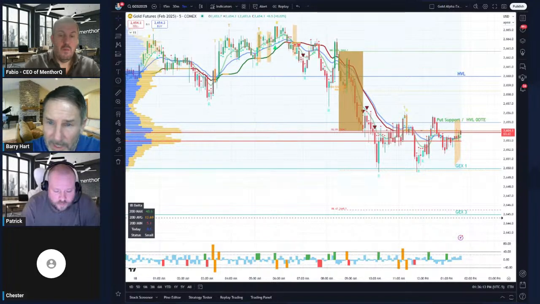When you look at this chart, that shaded area is the initial balance high and the initial balance low of the first hour. There was a break of the HVL earlier, but I didn't catch it because I was working on something else. But when the initial balance closed, I was waiting for a solid break of the initial balance.